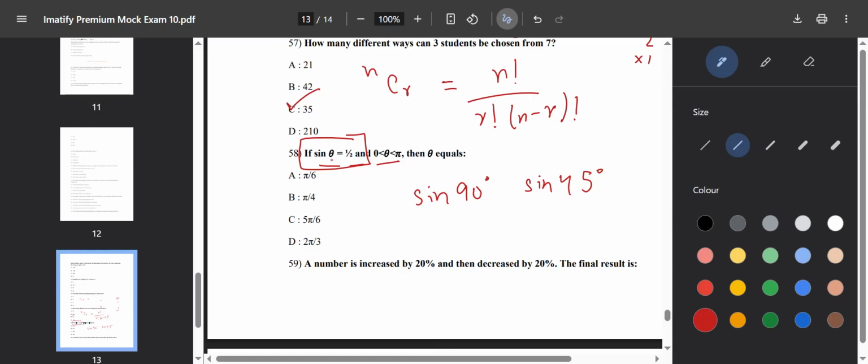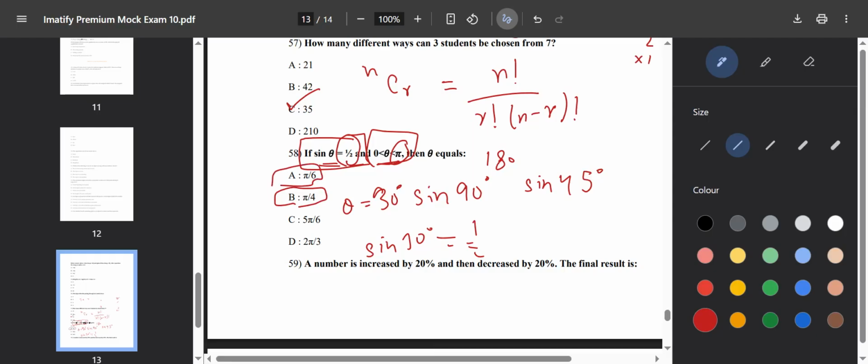Okay, so if you know what theta is when the answer is 1 by 2, when theta is 30, sine 30 is 1 by 2. So this is a direct option, but here you have been given answers as well. Like you can say pi is 180, and here we have been given that theta will be greater than 0 and less than 180.